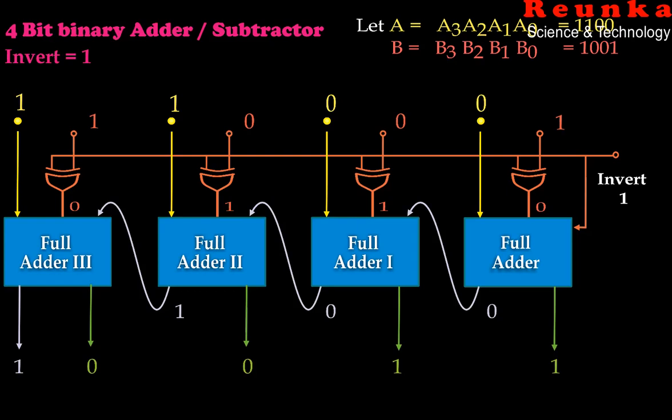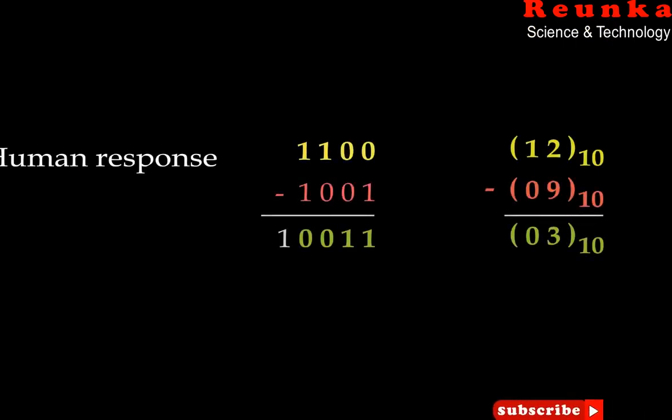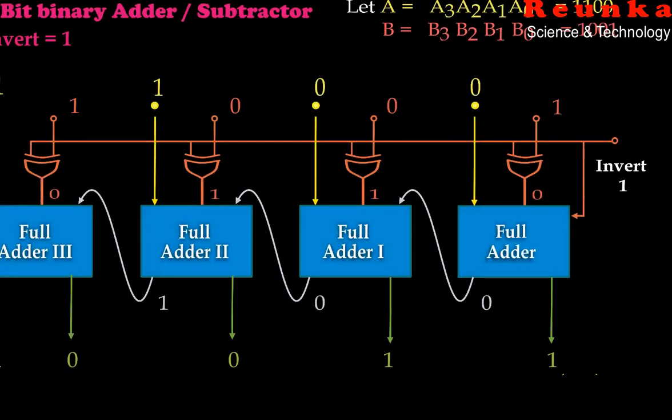So the output of this circuit is shown as 1, 0, 0, 1, 1. The MSB bit is the carry bit, which is 1, and this 1 represents that the output is positive. Neglecting this, we can see the output is found to be 0, 0, 1, 1, which is nothing but 3 in decimal. So the input A was 1100, which is 12 in decimal. Input B was 1001, 9 in decimal. So if you verify, 12 minus 9, its output will be 3, and this output is 0011 in binary. So this circuit will perform subtraction if invert is connected to logic 1.